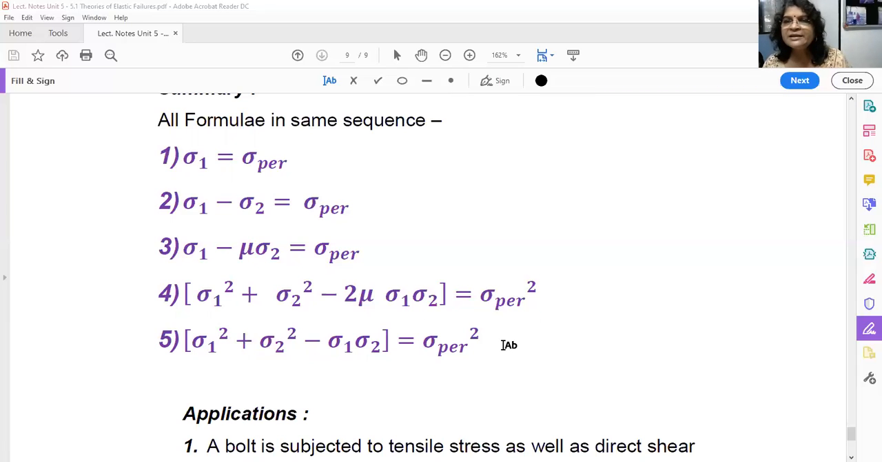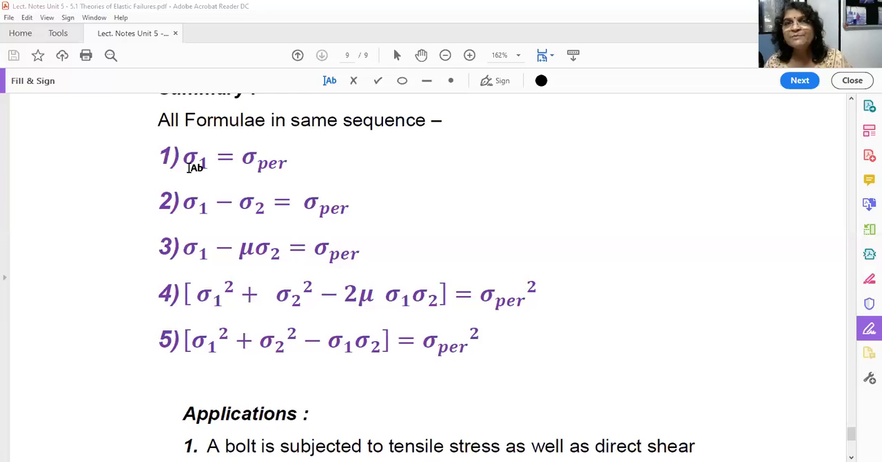And what is the last theory? It is based on the shear strain energy theory. So the statement is sigma 1 square plus sigma 2 square minus sigma 1 sigma 2 is equal to sigma permissible square. Okay. So as you go from theories of elastic failure from first to fifth, your statement is becoming more and more lengthy or complex, you can say.